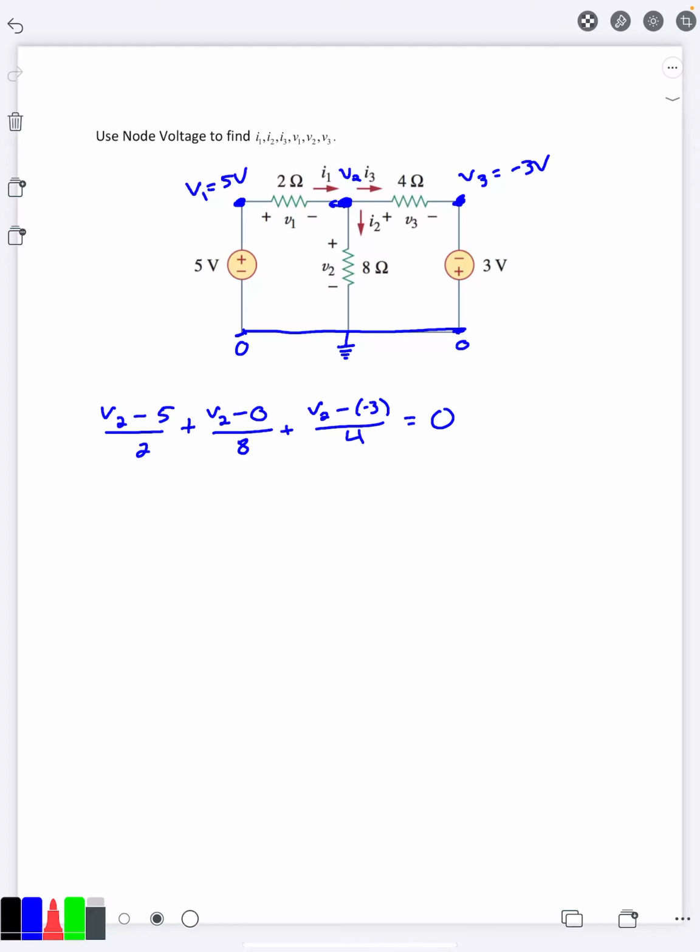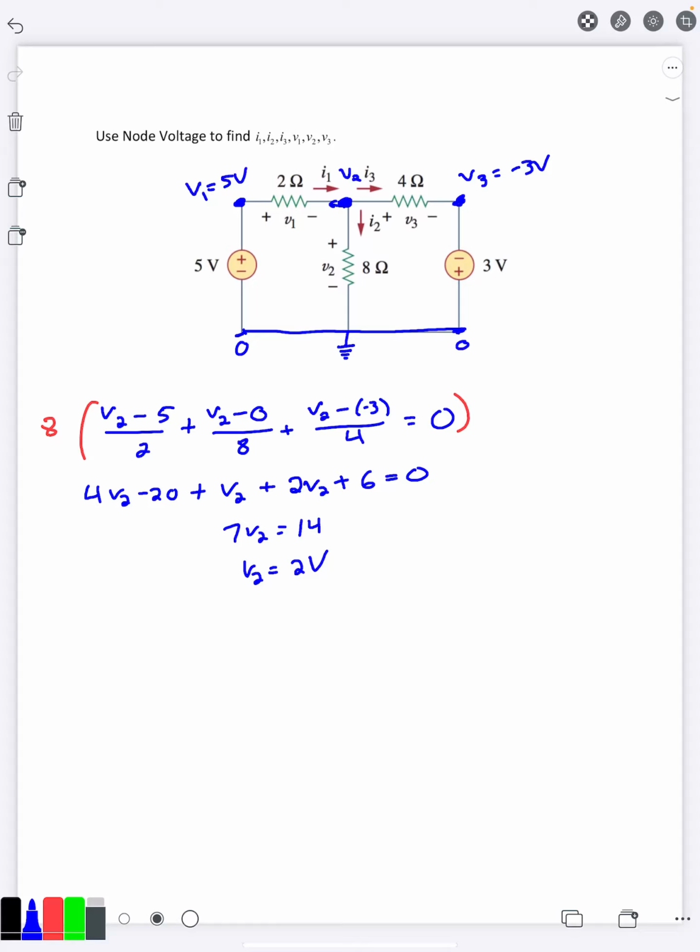I'll go ahead and clear denominators by multiplying everything by 8. On the first one, 2 goes into 8 4 times, so I'd have 4V2 minus 20. 8 cancels 8, gives you V2. And then 4 goes into 8 2 times, 2V2 minus a negative, it goes to plus 6 equals 0 here. I can combine 4, 5, it looks like I have 7V2. And 6 minus 20 is negative 14. I move it over, it's going to be 14. So my V2 would go ahead and be 2 volts.